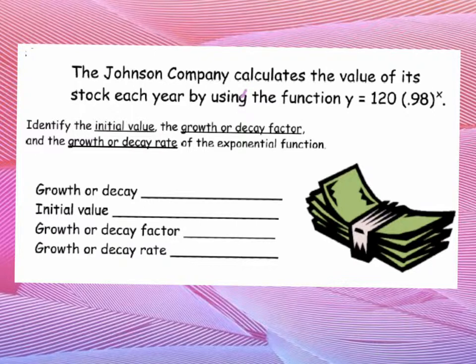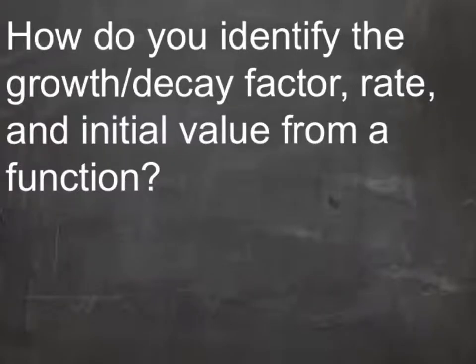Here's an additional example for you to try. Look at the Johnson Company that calculates the value of its stock each year by using this function. Go ahead and identify whether it's growth or decay. Give the initial value, the growth or decay factor, and the growth or decay rate. Okay, this is the end of the video.